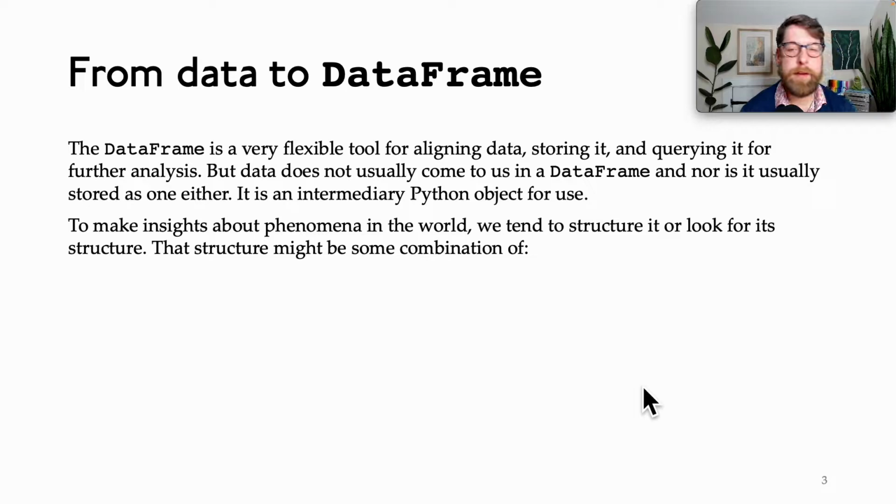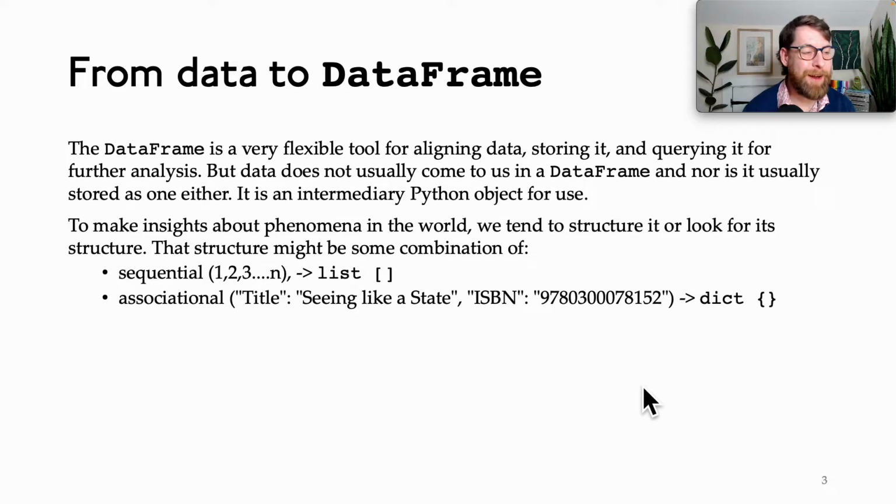So to make insights about the world, we might want to think that data has some sort of a structure to its measurements. And that structure can be a combination of something that's sequential. We can think of measurements as happening one after the other, maybe in time or just in some way ordered. We can think of them as associational, like your dictionaries. And we see here, we might have a title and then get some value, or ISBN and get some value as well. And that would be a dictionary.